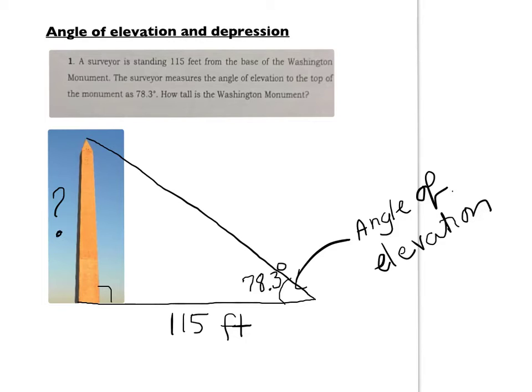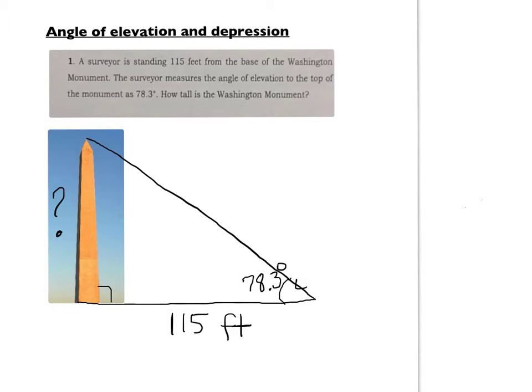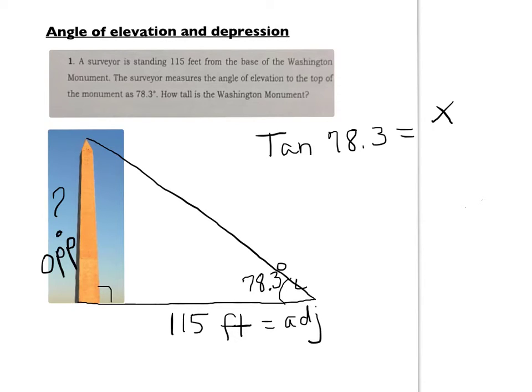We can do that very easily by using right triangle trig. In comparison to the angle, this is the adjacent side, and the height of it is the opposite side. So with that in mind, what we can do is tangent of 78.3 degrees is equal to the opposite side, which we don't know, divided by the adjacent side, which is 115.